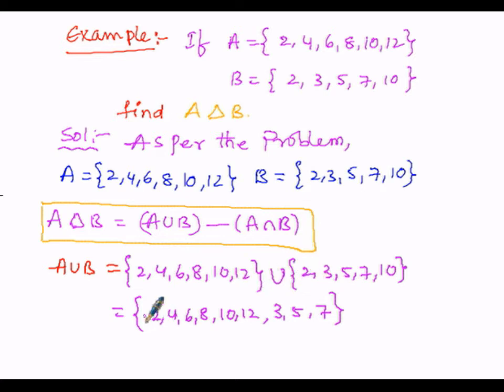Hence A union B elements are 2, 4, 6, 8, 10, 12, 3, 5 and 7. In this manner I got A union B elements as 2, 4, 6, 8, 10, 12, 3, 5 and 7.